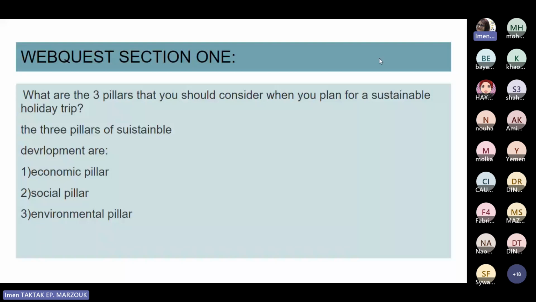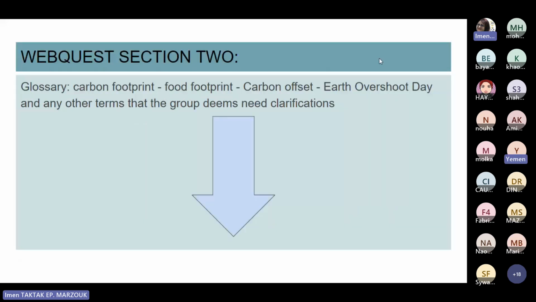Good. So we give the floor again to Noha to explain section 2. Yes, Noha.